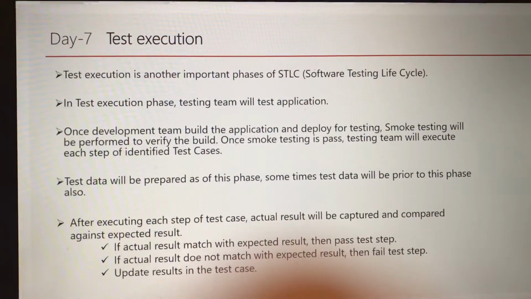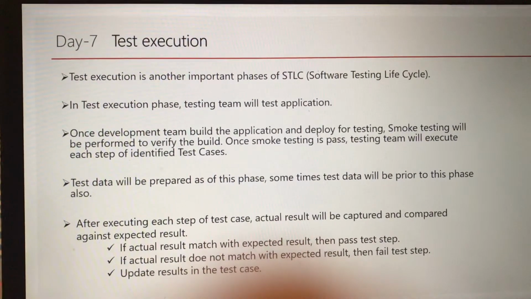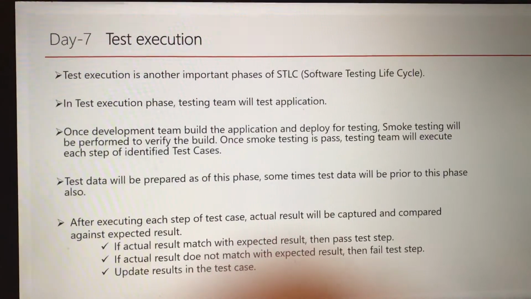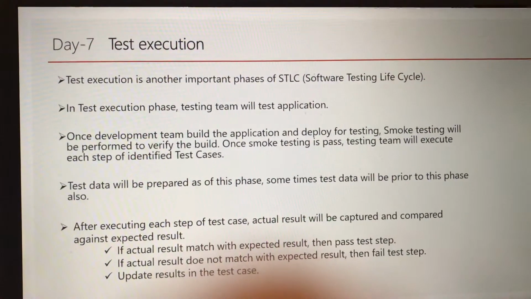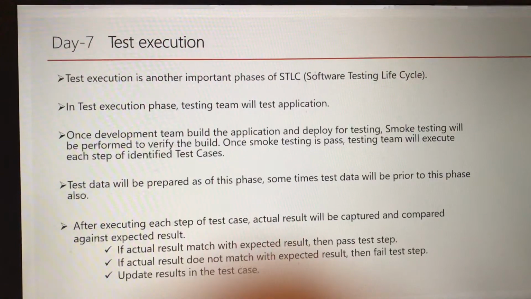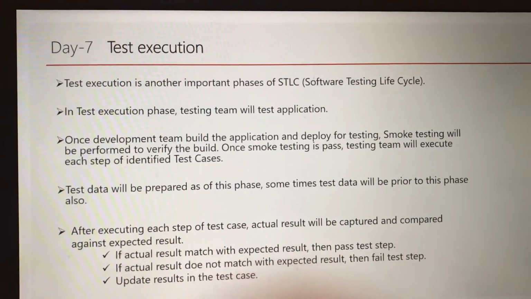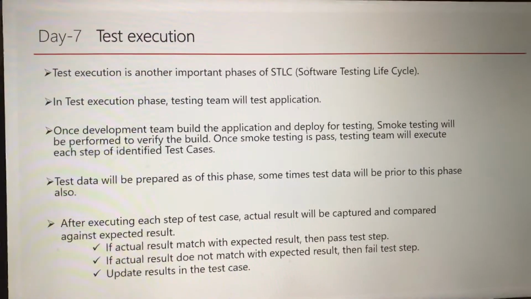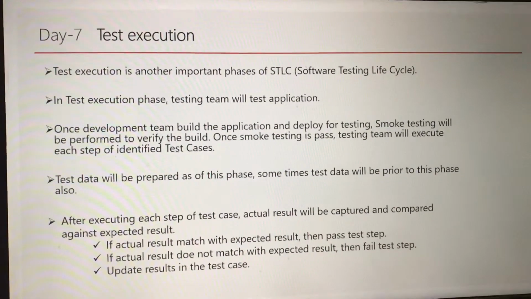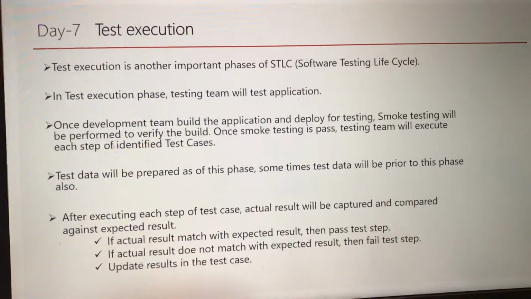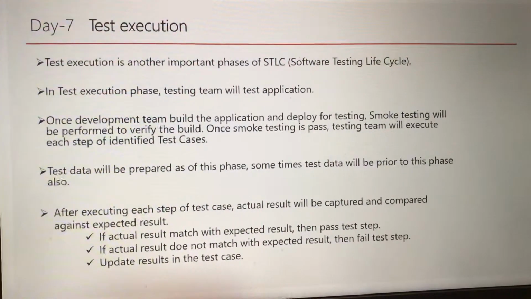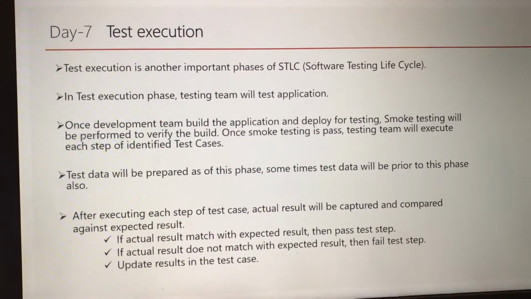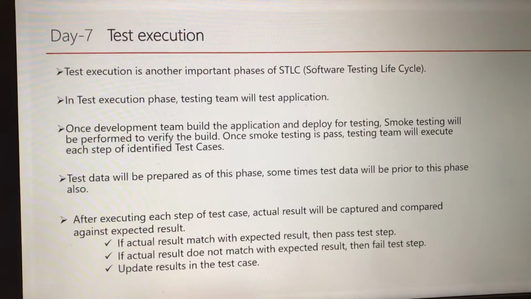Once the development team builds the application and deploys it for testing, we first perform smoke testing. As we already discussed in our beginning sessions, smoke testing is to make sure whether the build is ready for execution or not. It is a high level execution of each module, making sure those modules and the build are ready for further, deep dive testing. Once smoke testing is completed and we confirm the build is valid and verified, we proceed with further functional testing. That's called the test execution phase.